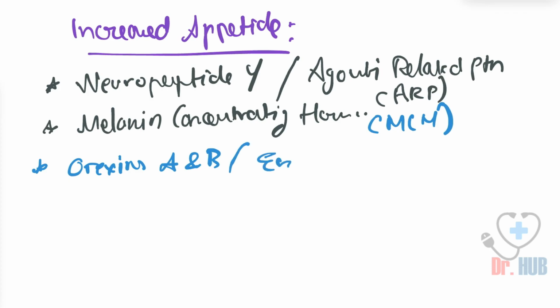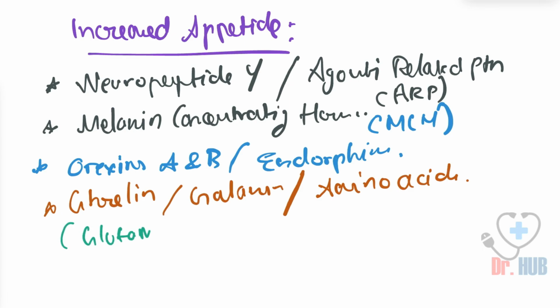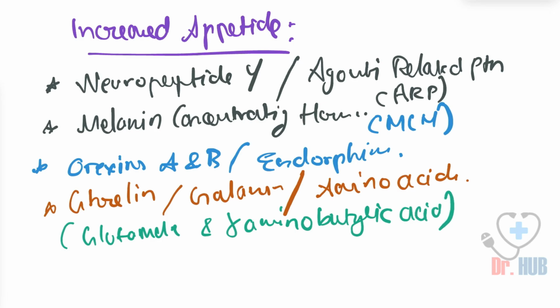Then comes the endorphins as well. Then comes the ghrelin. Then the galanin. And amino acids. So here under amino acids, there is the glutamate and the gamma amino butyric acid. Then also the cortisol.